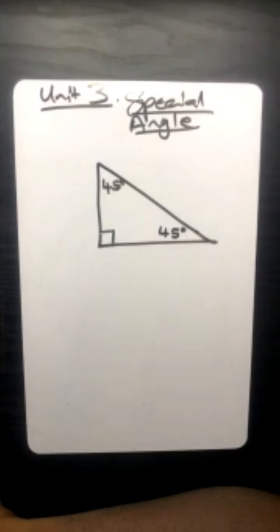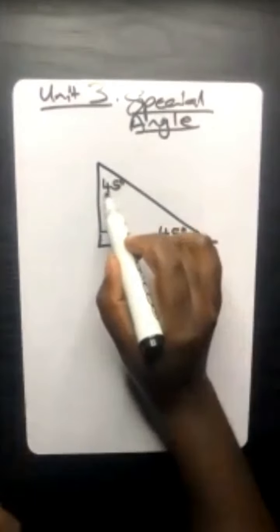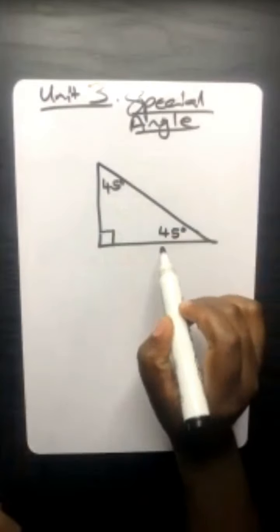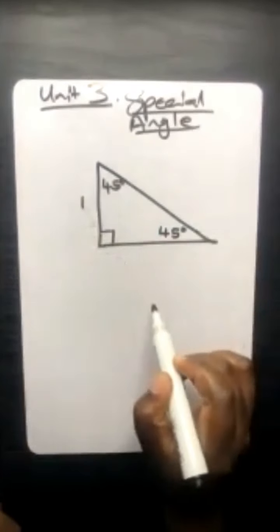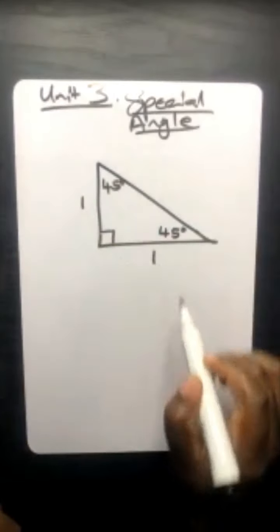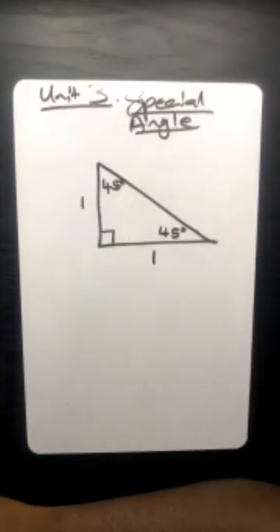So if we have 45 degrees there, obviously this side is 1, this side is 1, and what is that side there? Square root of 2.